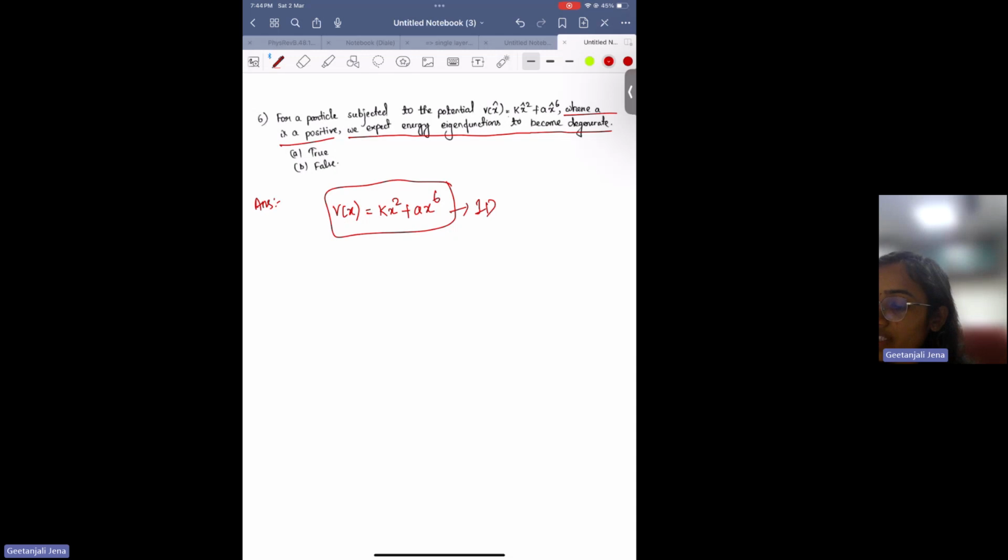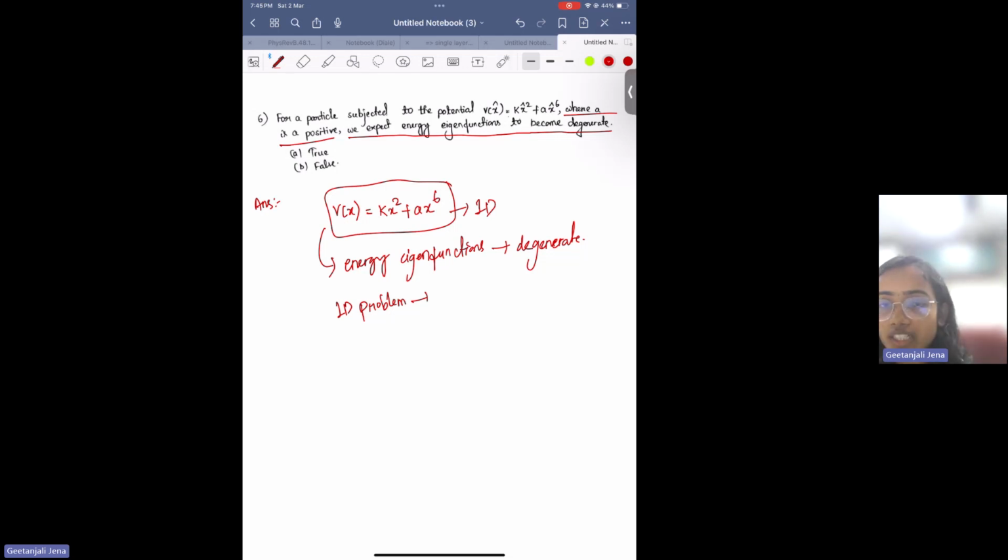So it is a 1D potential. Now it is telling that in this kind of potential, the energy eigenfunctions are degenerate. So it is asking whether in this potential, energy eigenfunction is degenerate. Okay, but you know that if you are given a 1D problem, 1D potential, then all the energy eigenfunctions are non-degenerate. They are not degenerate.